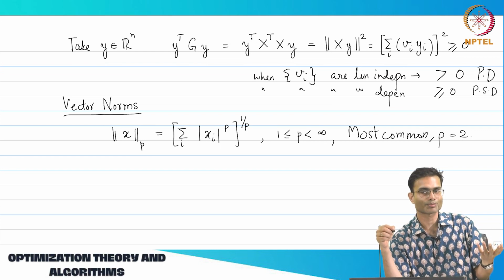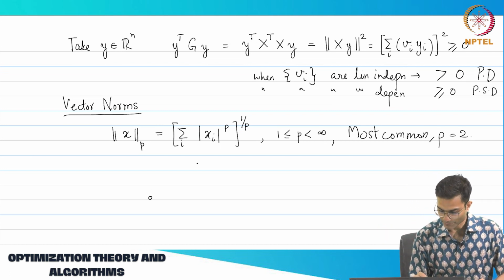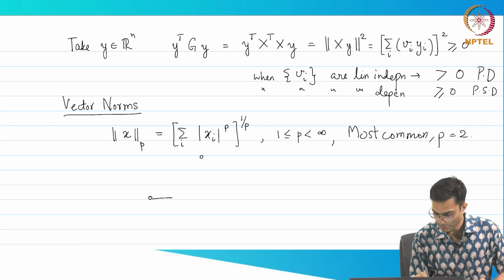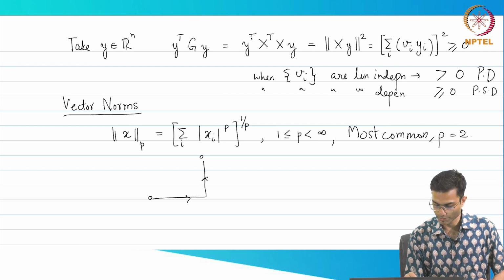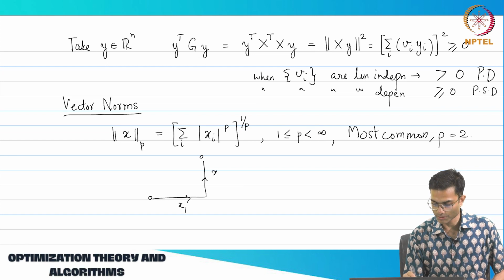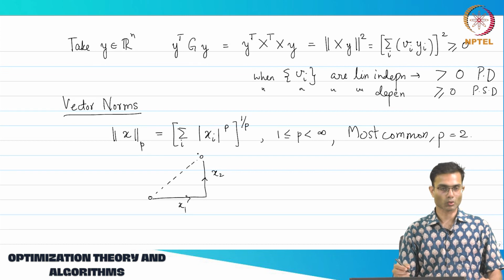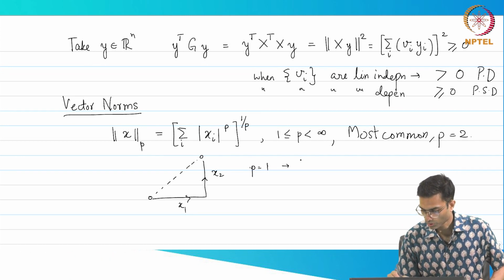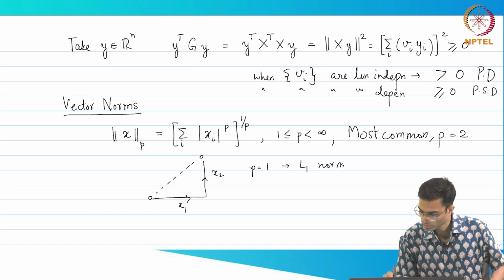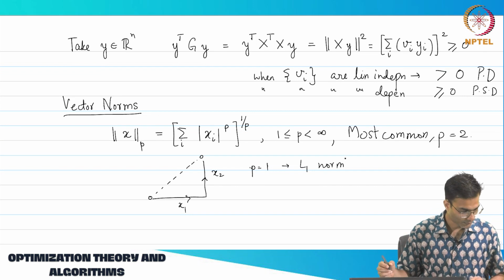What do you think that corresponds to? p equal to 1. Right. So for example, if I'm here and this is another point, then this is how I go, right? So from here to here. So this could be x1, this is x2. You don't go like this unless you're a crow, right? So this is p equal to 1, also called the L1 norm. Other people call it the Manhattan norm. Okay.